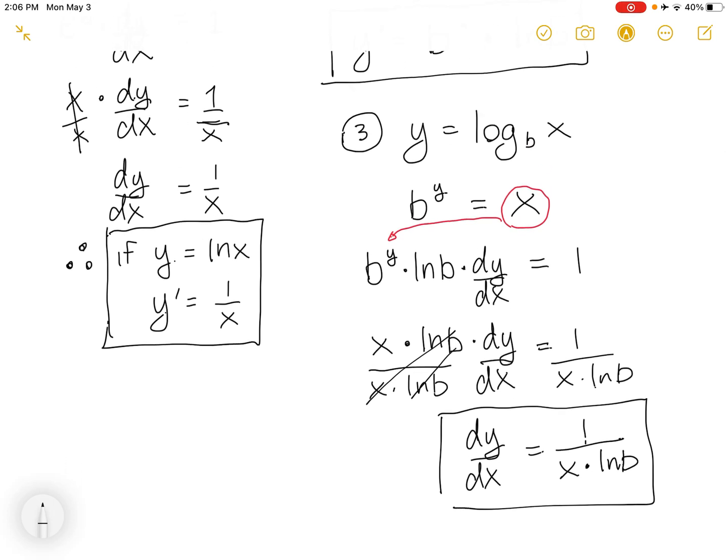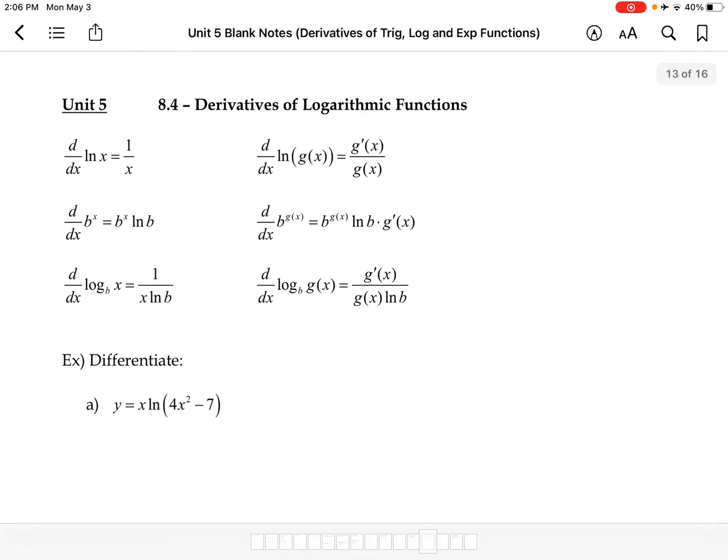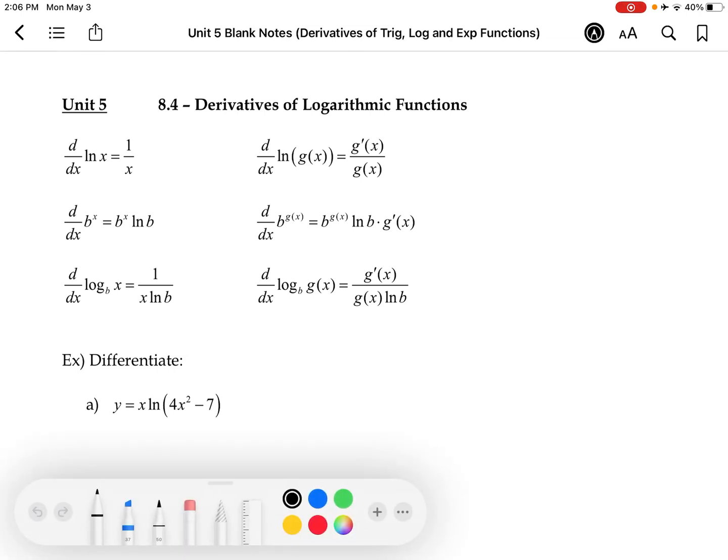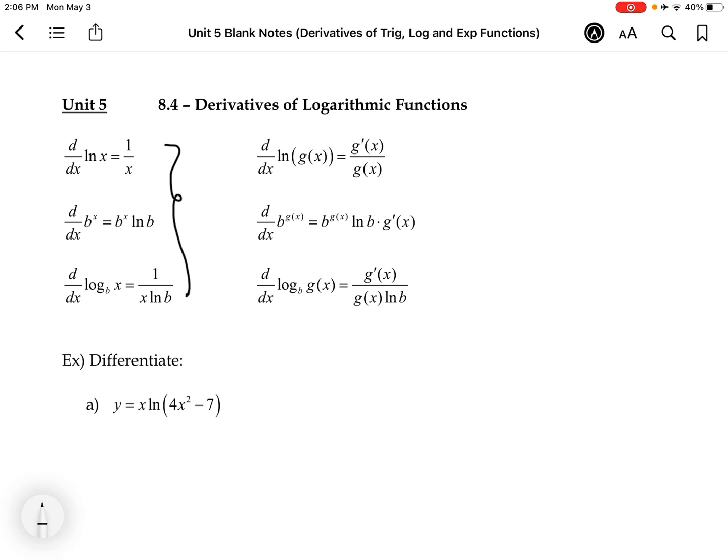All right, so now I'm going to go to the notes, because I don't think I went to the notes yet in this video. Here we are. At the top of the notes, you have all of these different derivatives. We just went through these three, where these come from. These two are on your formula sheet. The first one is not. You need to know that.